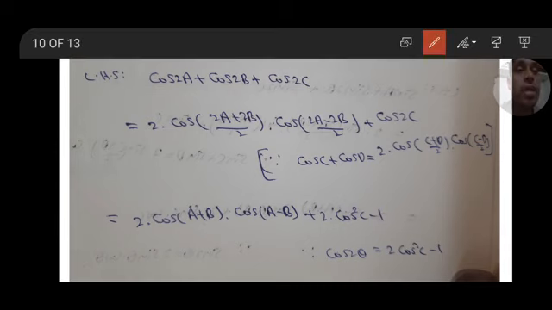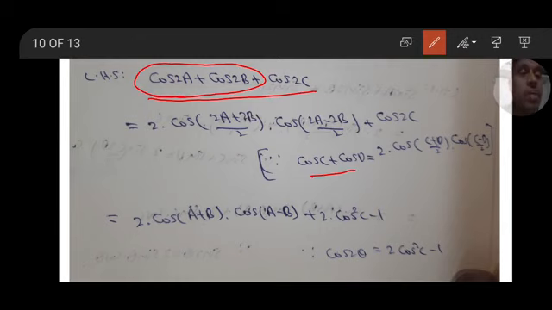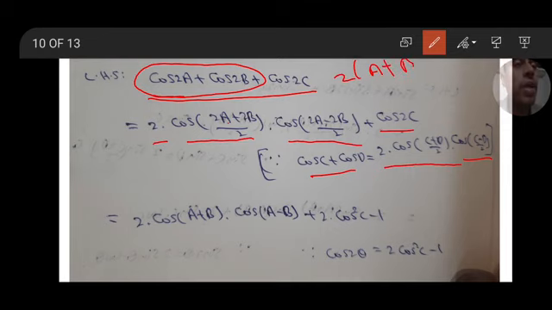Cos 2a plus cos 2b plus cos 2c. The first two terms, cos 2a plus cos 2b, are of the form cos c plus cos d, where c equals 2a and d equals 2b. The formula is 2 cos of (c plus d)/2 into cos of (c minus d)/2. That is 2 into cos of (2a plus 2b)/2 into cos of (2a minus 2b)/2 plus cos 2c as it is. In (2a plus 2b)/2, 2 is common, giving (a plus b)/2.